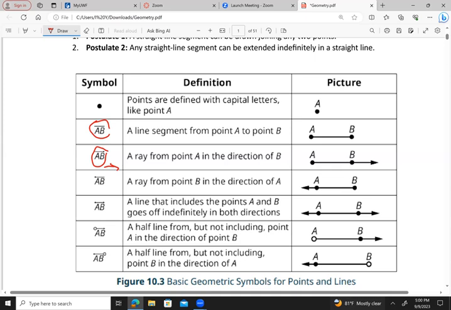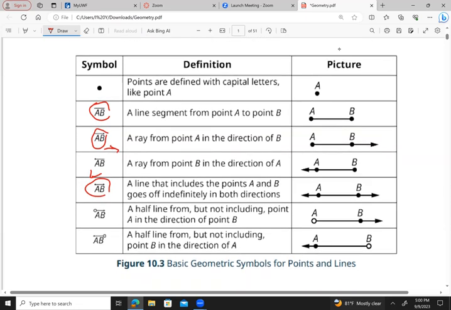Likewise, we have a ray from point B to A. The arrow is pointing this direction. And then the line includes the points A and B and goes off indefinitely in both directions. And again, this is symbolized by arrows going in both directions. Then we have what's called a half line from but not including point A and in the direction of B. As you see, we have the open dot here to signify that point A is not included. And here on the side of the A, it's an open dot as well.